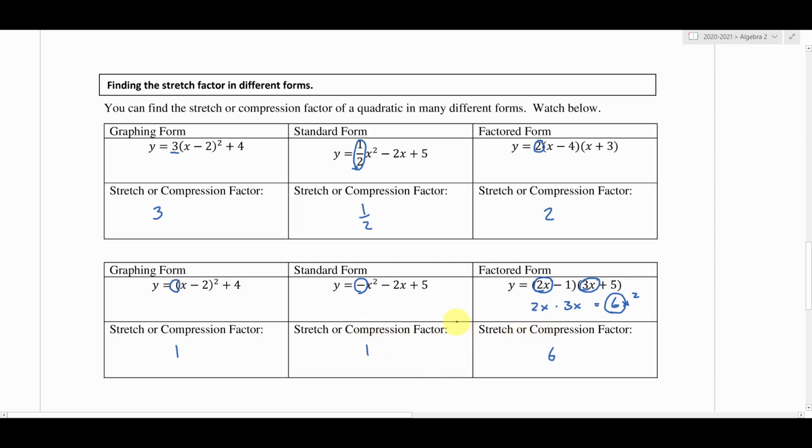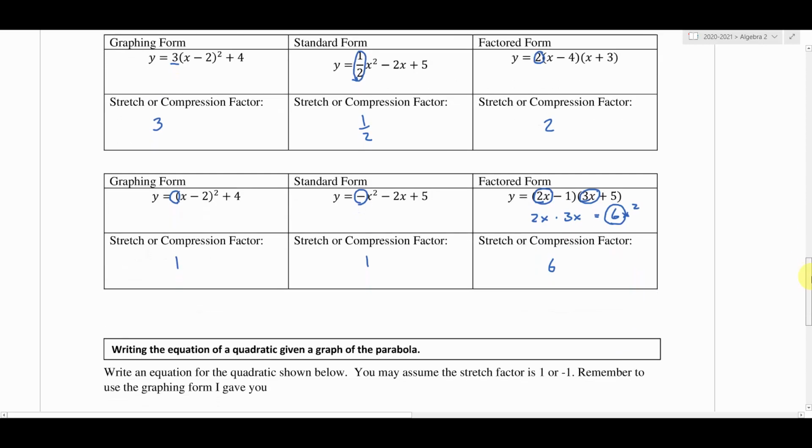You'll have a daily practice problem that's going to do kind of the same thing. All right, so make sure you give it a try. Make sure you can find the stretch or the compression factor in any of those scenarios.